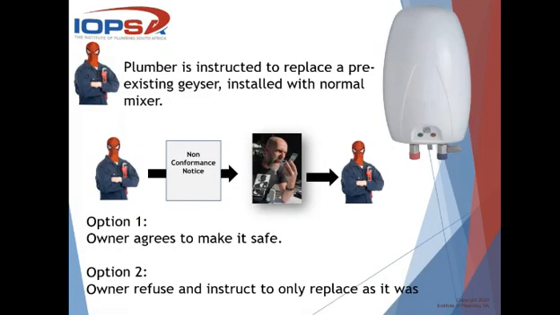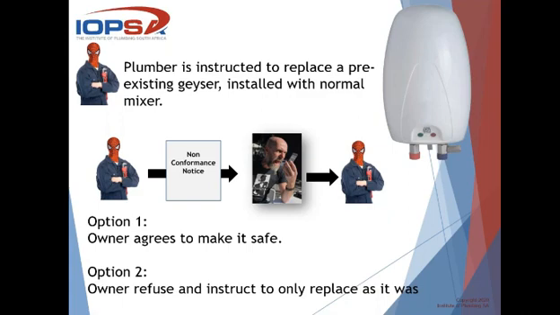So what can you do about it? Does that put you in a bad situation? So the plumber is instructed to replace the pre-existing geyser installed with a normal mixer. So this is where you go out, this thing burst, insurance sent you out, go replace this. What do you do when you get on site? You see, oh, there's a pre-existing non-conformance. You notify the homeowner in writing, saying, sir, have a look at this. There's a wrong tap fitted. This is a dangerous situation. It's not good. Do you want me to fit the correct tap or not? It's going to cost you. You're going to pay. You're the owner.